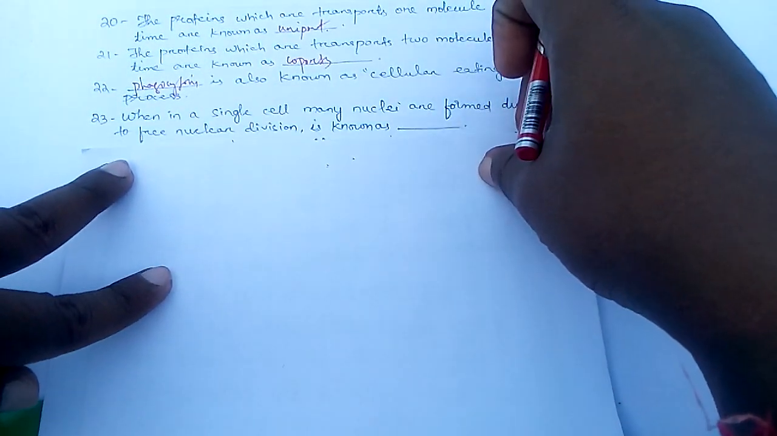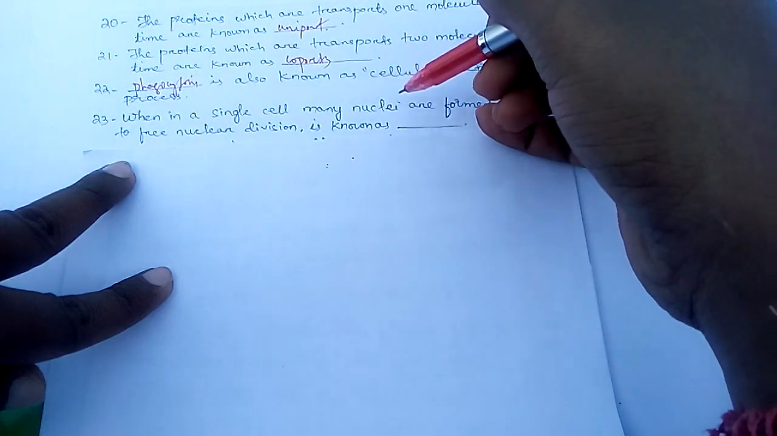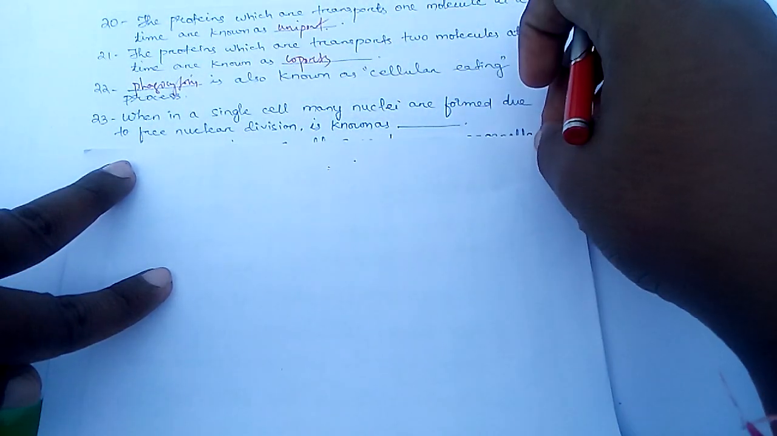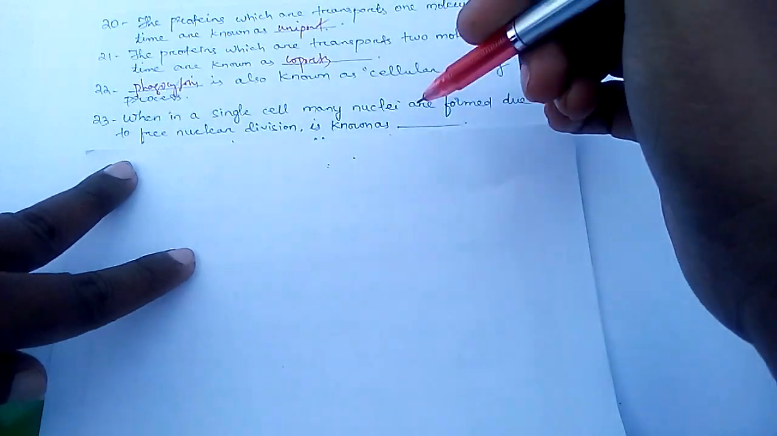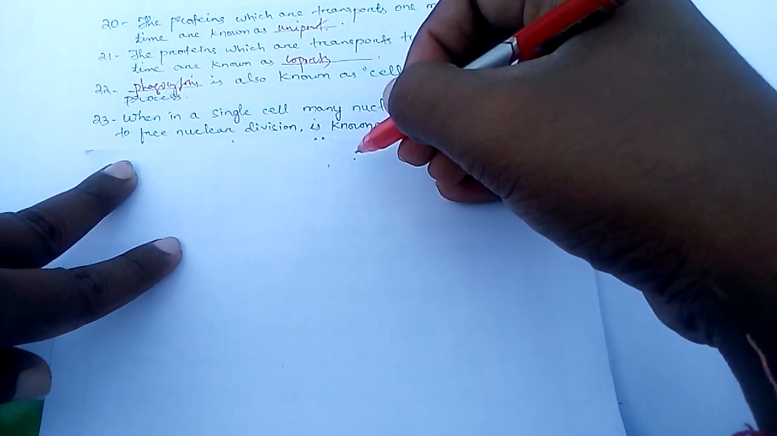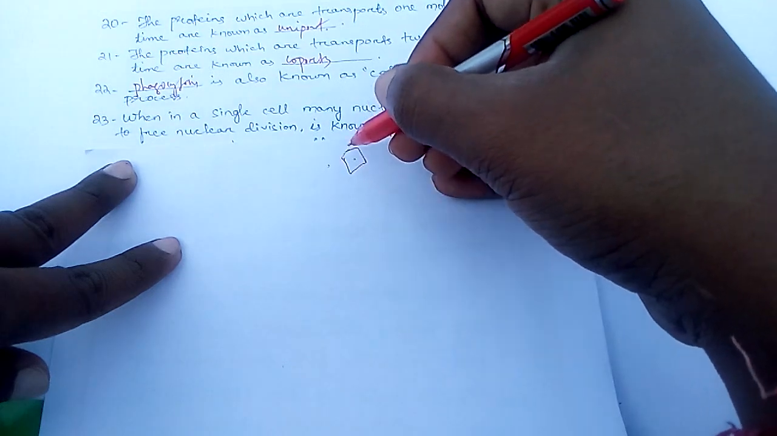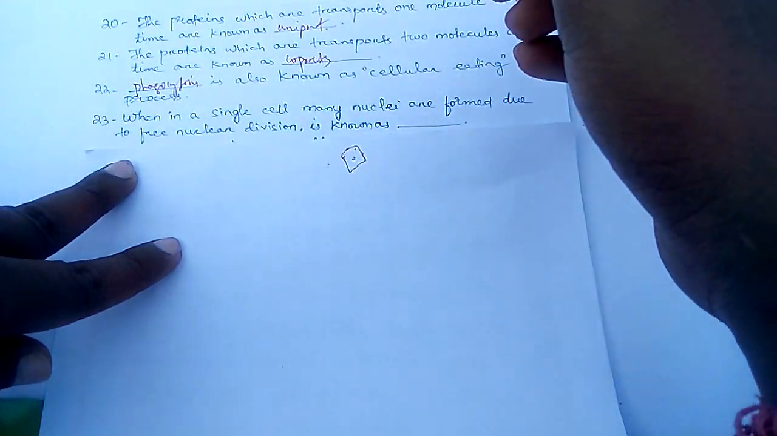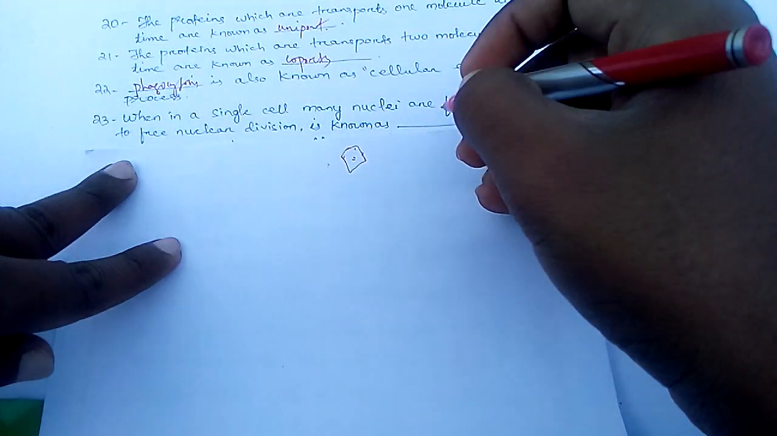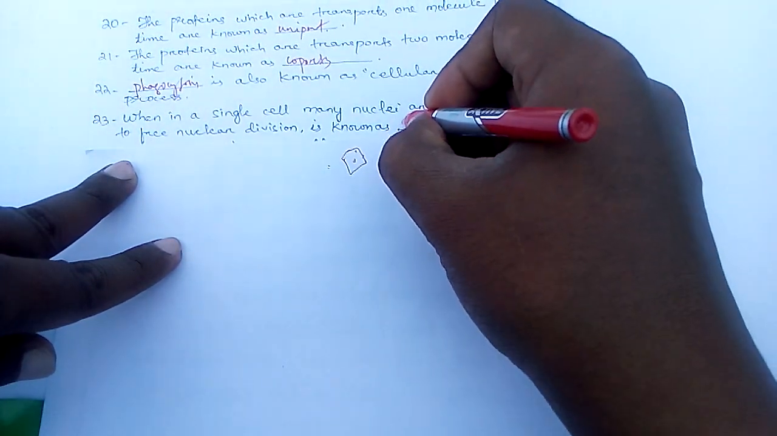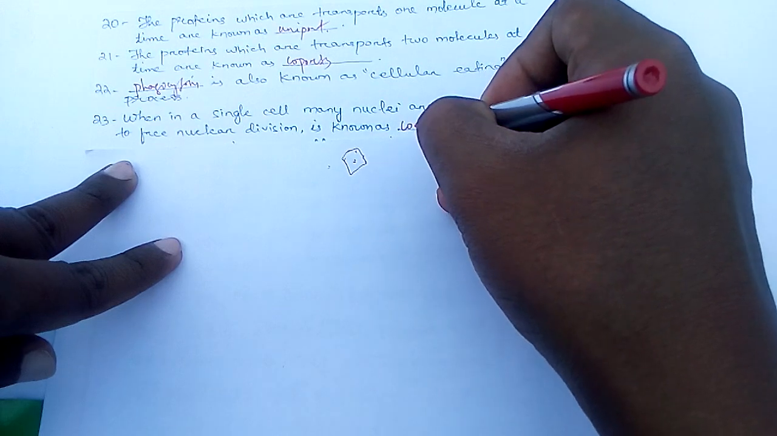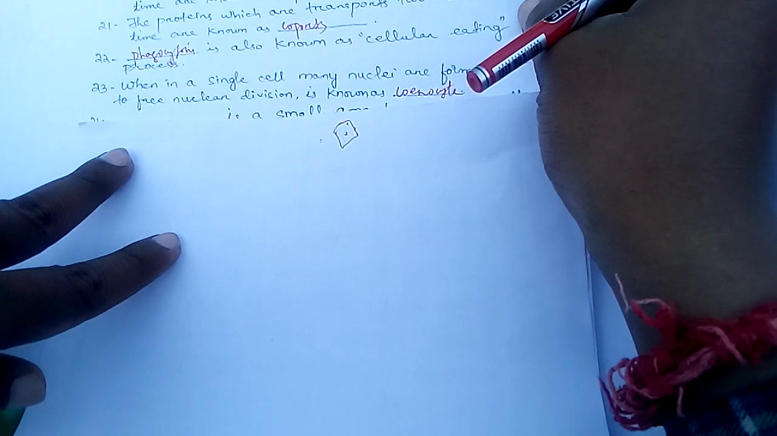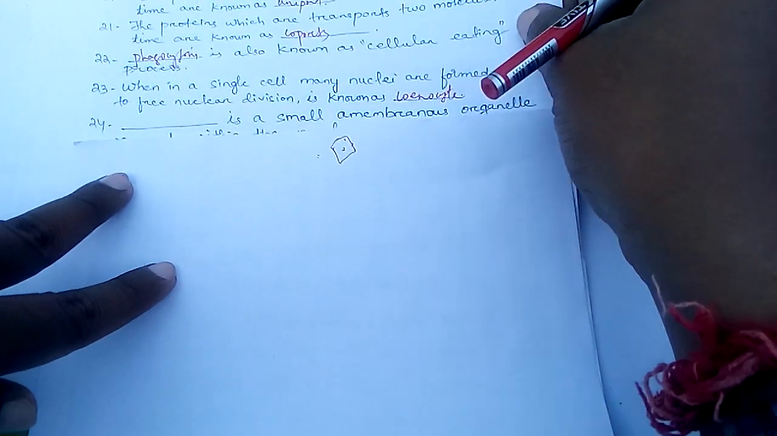Next question number 23. When in a single cell many nuclei are formed due to free nuclear division, it is known as ___. The question asks: if a single cell consists of more than one nucleus, then that type of cell is known as a coenocyte. A single cell that consists of more than one nucleus is known as a coenocyte.